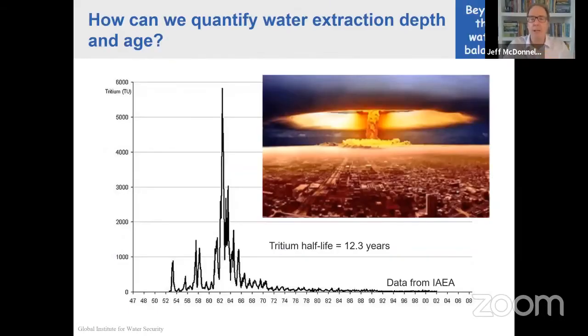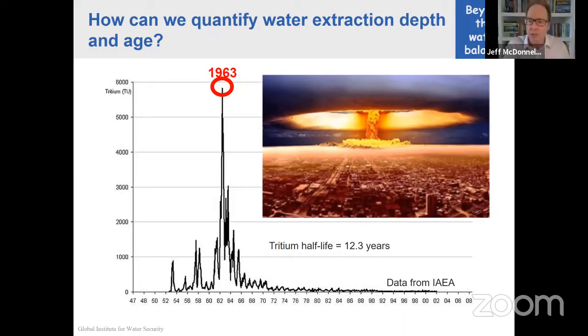The last thing I want to mention with respect to plants is this question of how old might that water be? And here we can use other tracers as well. We can use this both in stream water and plant water. Many of you have seen a plot like this. This was the peak of thermonuclear bomb testing in 1963. This is tritium on the y-axis, and this is a date on the x-axis.